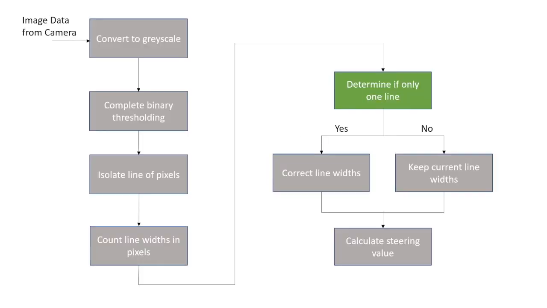in a non-ideal or extreme case, the robot may be positioned such that only one line is visible, as seen below. To handle this, additional logic was added to flag if it was only a singular line. If this was true, the line width value is correctly assigned to either the left or the right line. If it was not flagged, then the current line widths were kept the same. Based on this information, a steering value was collected.